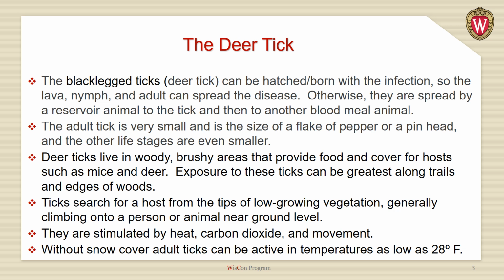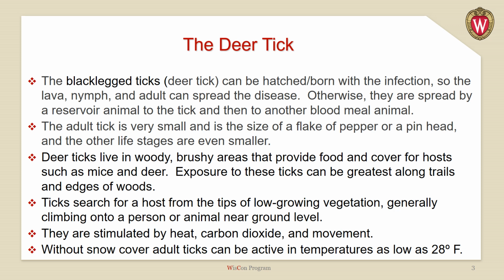The deer tick, the black-legged tick, can be born with the infection, so the larva, nymph, and adult can spread the disease. Otherwise, the infection is spread by a reservoir animal to the tick and then to another blood meal animal. The adult tick is very small, the size of a flake of pepper or a pinhead, and the other life stages are even smaller.